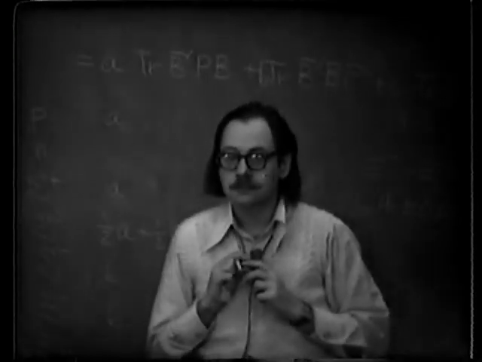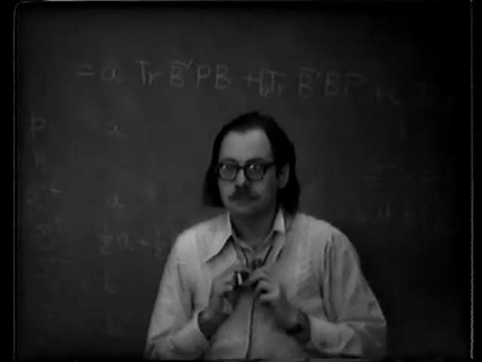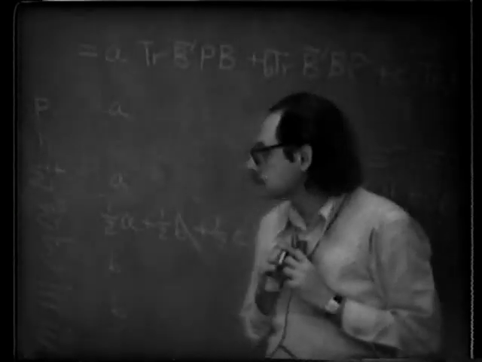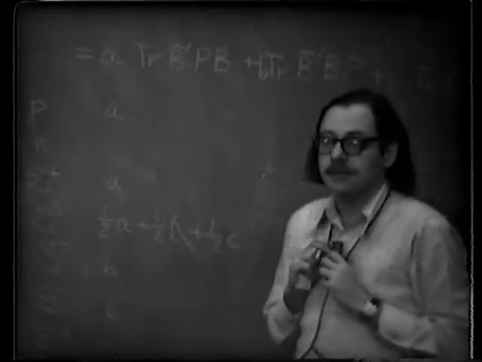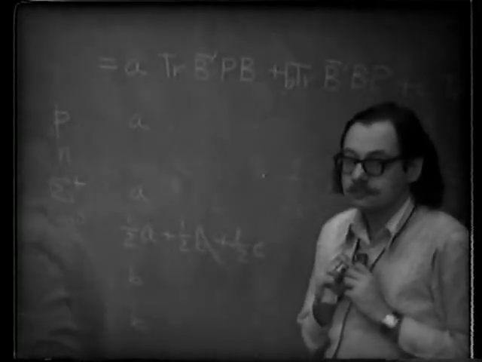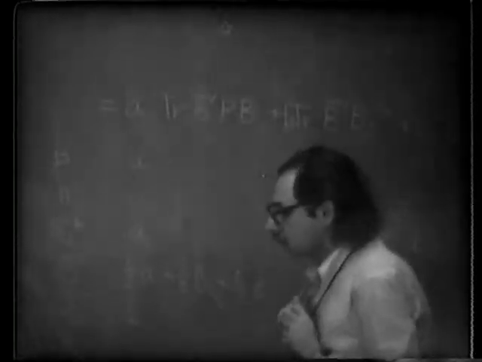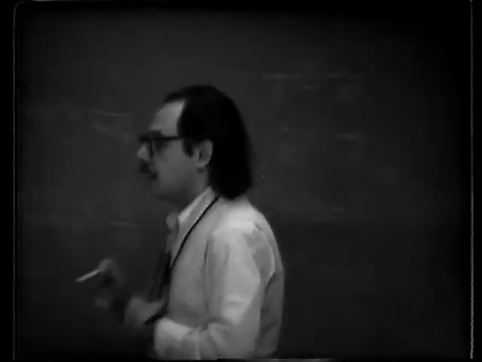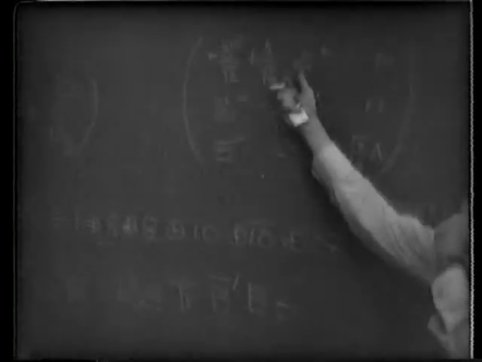Yes? It's when B is a lambda and B prime is a sigma. No, it comes up from the A's. It comes up from A and B. Oh, it does. It's a cross. Come up and talk to me privately.